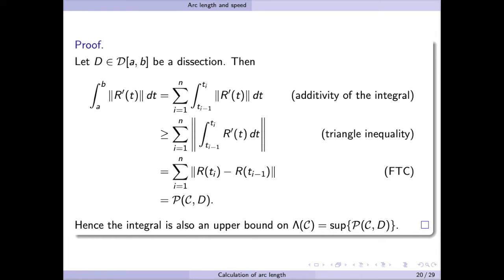Next, we use the fundamental theorem of calculus to write the integral as the difference r of t sub i minus r of t sub i minus 1. Finally, we recognize that this sum on the third line is equal to the path length of C with respect to D, the dissection that has been chosen. Moreover, this upper bound on the path length, namely the integral from a to b of the norm of r prime of t, holds true no matter what dissection D we chose. Therefore, it stands to reason that the integral is also an upper bound on lambda of C, which equals the supremum of the set of path lengths of C with respect to D. This completes the proof of theorem 10.